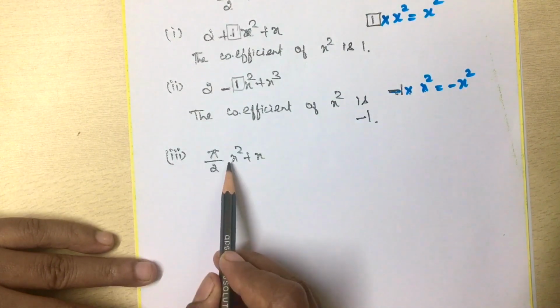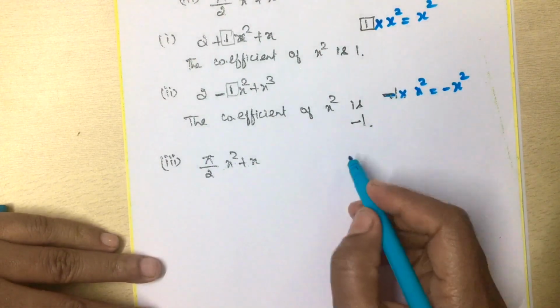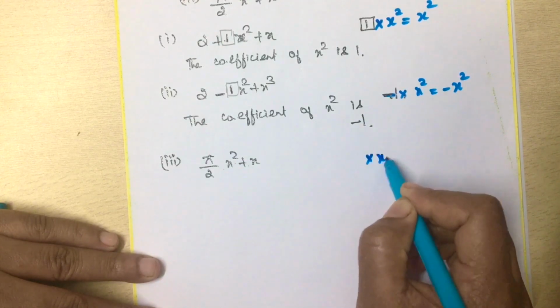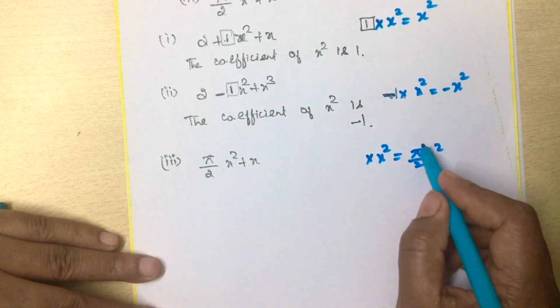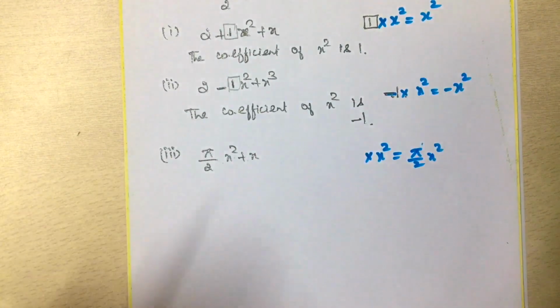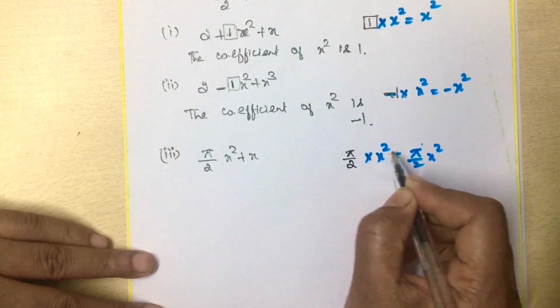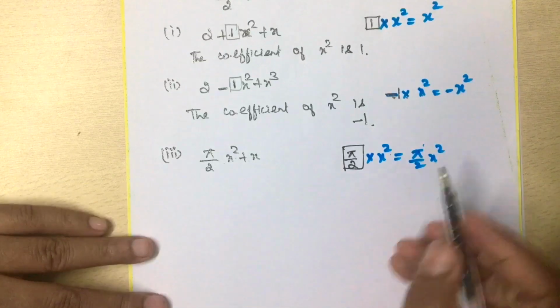The third subdivision. Pi by 2 into x square plus x. Now again we have to use what is multiplied with x square. What is multiplied with x square to get pi by 2 x square? So what is multiplied? Pi by 2 is multiplied. Here you can see pi by 2 is multiplied with the x square. Now pi by 2 is the coefficient.